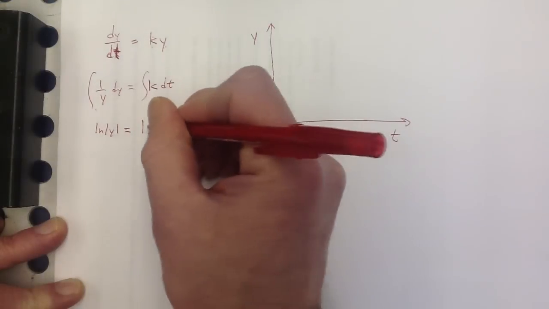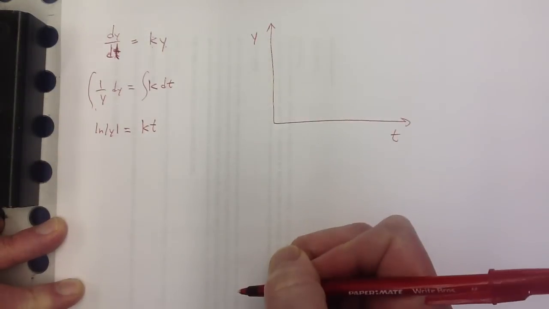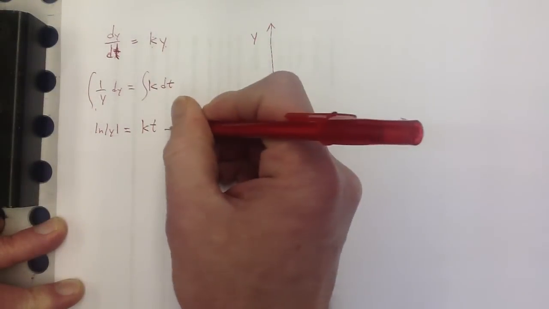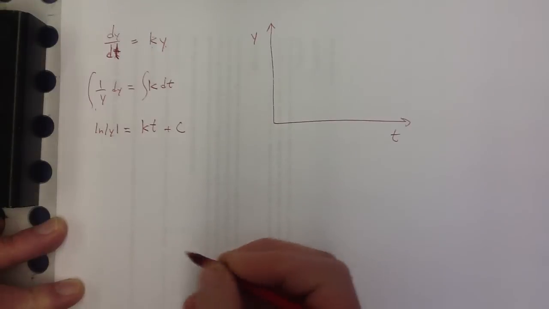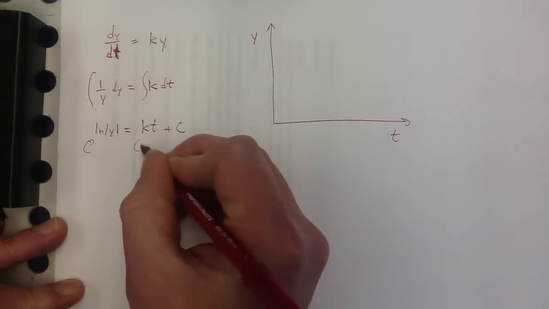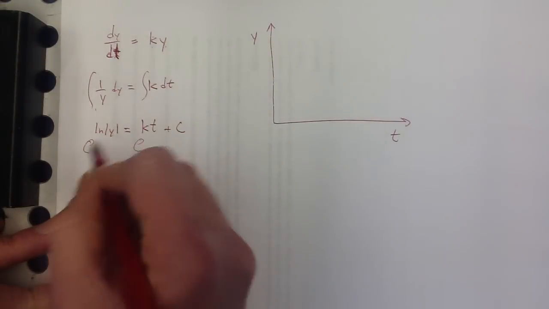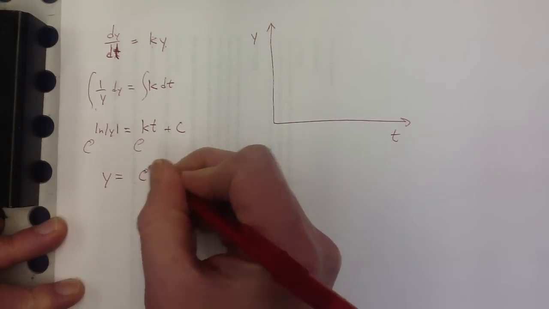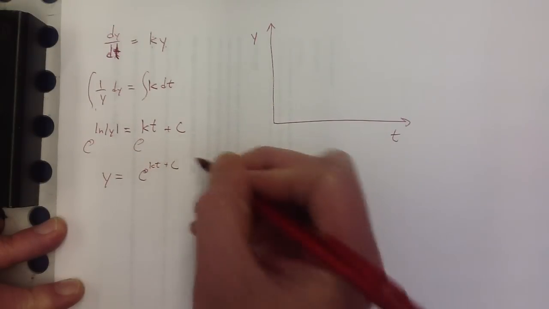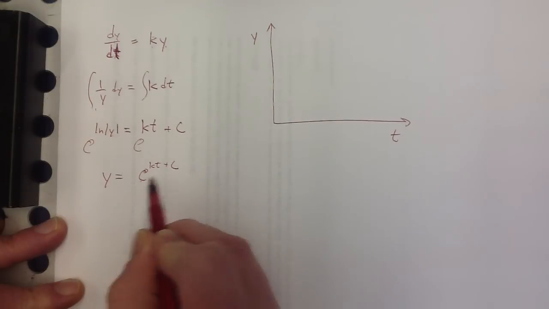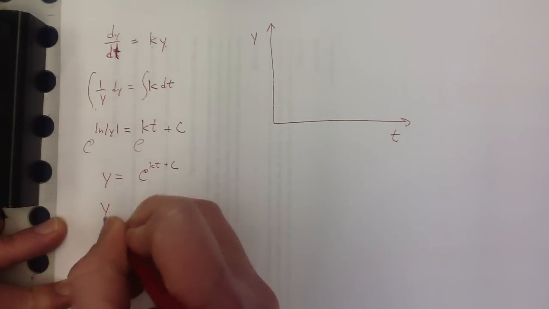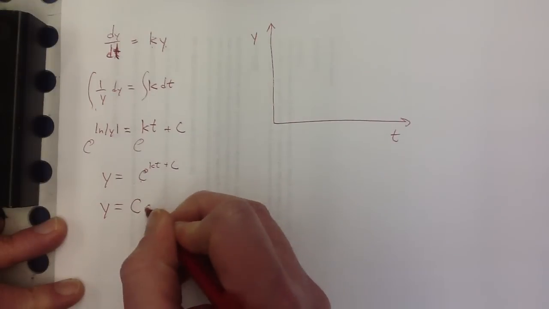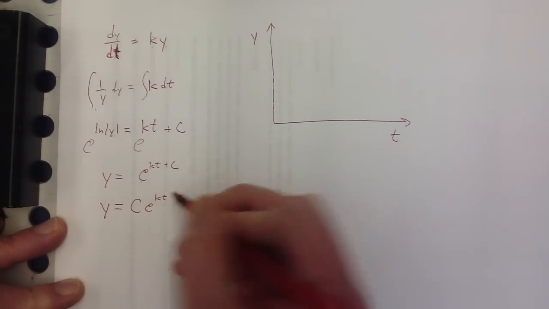Antiderivative of k is kt, right, because k is just a number, plus c. And then I'll raise both sides to the, or do e to both sides, so I can get y over here is equal to e to the kt plus c. But using that algebra trick again, the e to the c, I'm just going to bring that number out to the front. That gives me y is equal to c e to the kt.